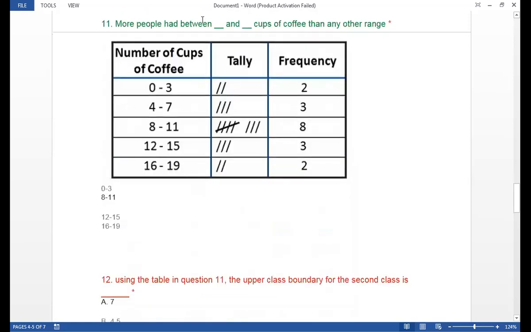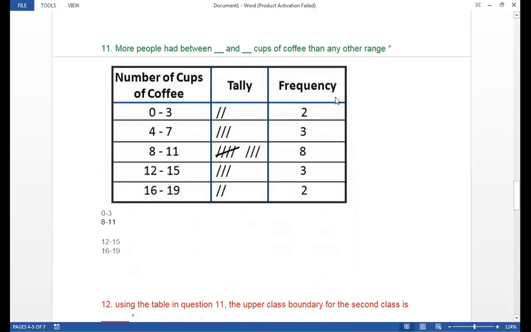Now, question 11. What is the question? More people add between dash and dash cup of tea. This is a straight and direct question. In fact, this question is actually asking you for the modal class. That means all you have to check is the frequency. See the number of people that have a certain number of cups. 2 people like 0 to 3, 4 to 7, 3. You can see that many people like 8 to 11. So the answer should be 8 and 11. So many people add 8 to 11 cups of tea than any other range. So that should be the correct answer. So 8 to 11 should be the answer.